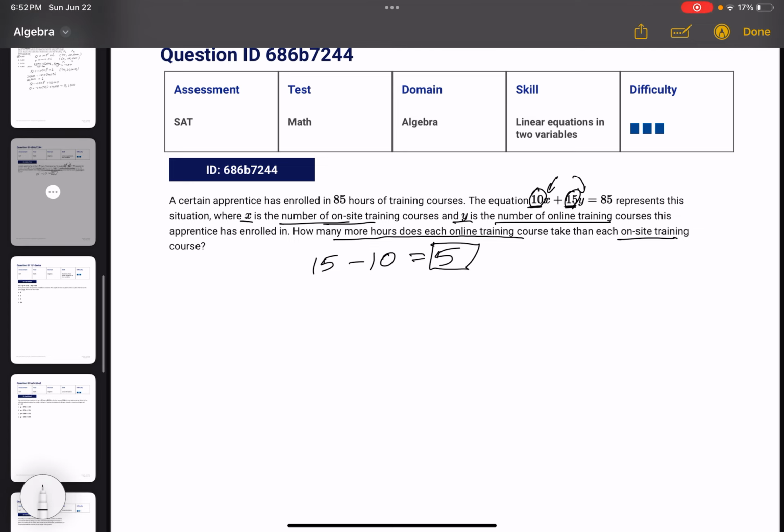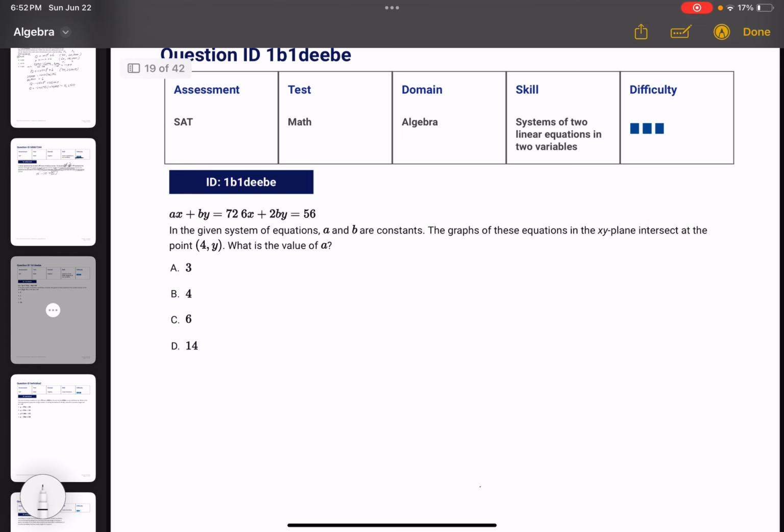I don't know how in the world that's a hard problem. This is like elementary level math, but we'll take it.